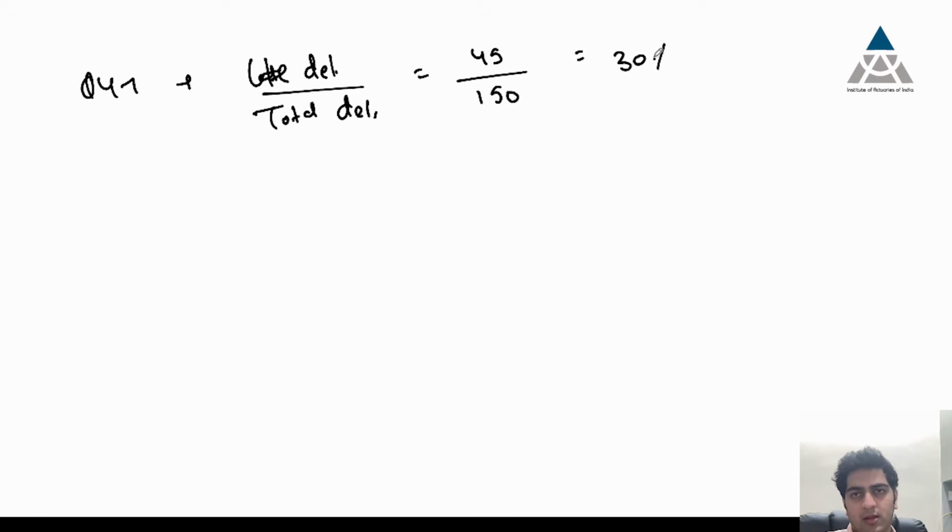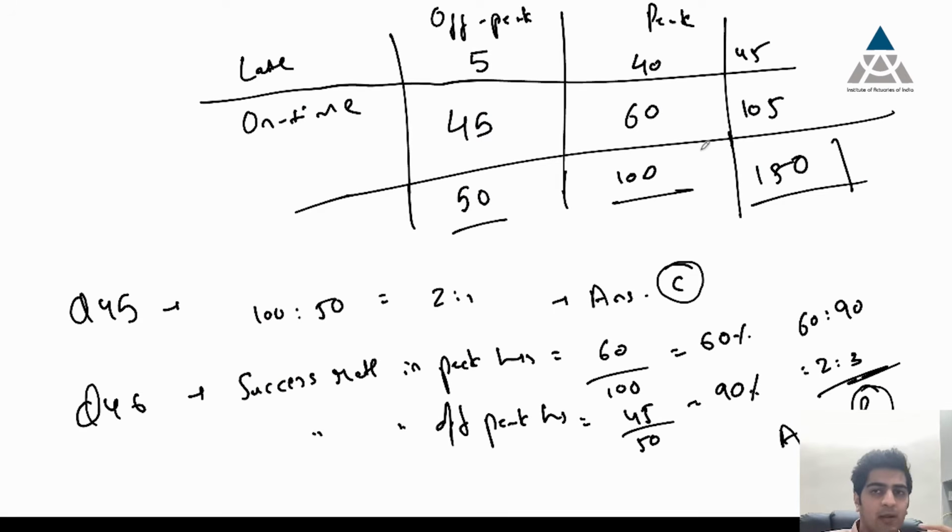which is 30%. So on a total basis, 30% it's late delivery, and you can see how that number kind of is dragged by these peak hours, because you have more deliveries in the peak hours where you're late a lot.